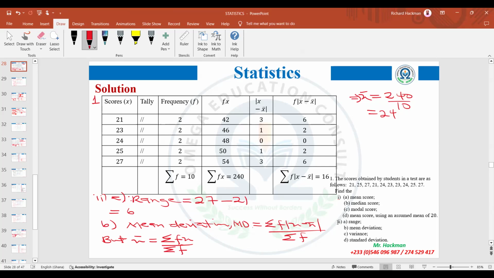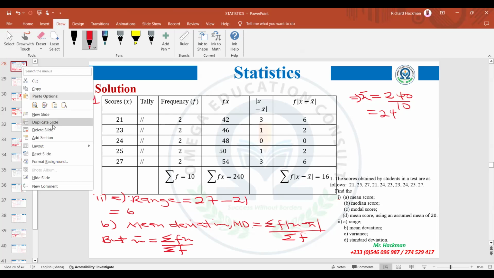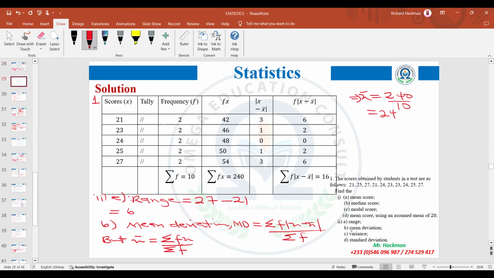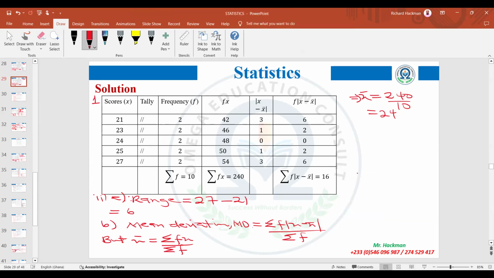I know that the next one will be mean deviation. Did I duplicate it? No, I have not. So let me duplicate it before I clear it so that it will not be missing. Let me clear the whole of this to create room for what I want to write. Assuming this is my next page, I am going to get the mean deviation.